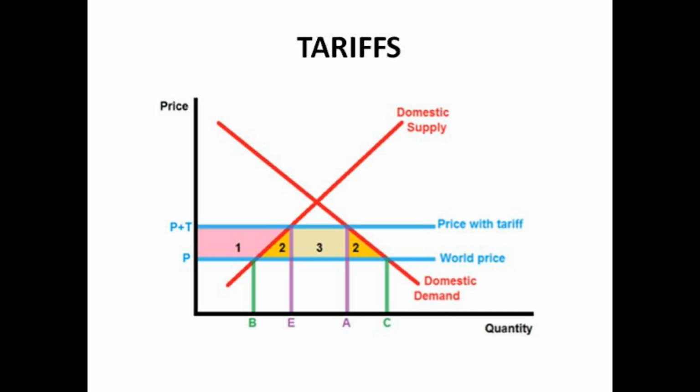So the net welfare loss is essentially the total loss minus any gains that anyone makes. So it's 1 plus 2 plus 3 minus domestic supplier gains, that's minus 1, minus government revenue, so minus 3, and we're left with those two beautiful triangles there. So this essentially shows that a tariff leads to a net welfare loss.